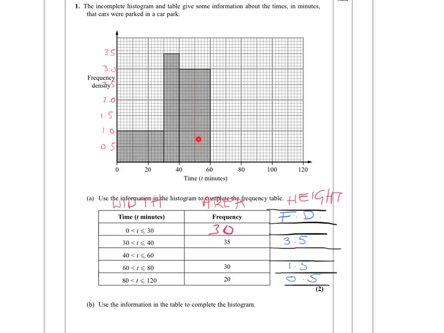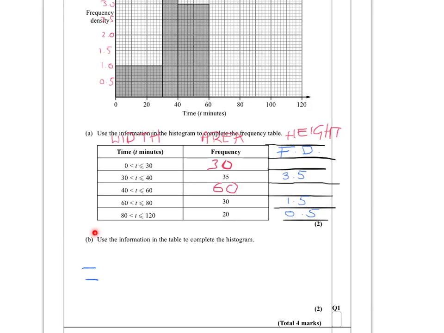For the third column, we know its width is 20. We now know that its height is 3. So 20 times 3 is 60. There are now 2 rows in the table, this one and this one, for which we're given numbers, but they're not on the histogram. So this is going to be question B. Use information from the table to complete the histogram.